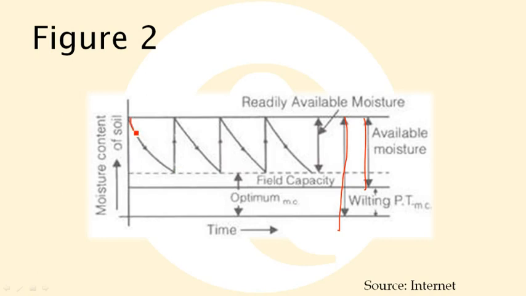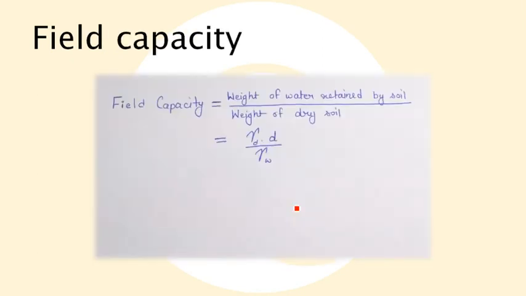In the graph here you see, initially it was at this concentration, then it was utilized by the plant and the water content fell. Then we irrigated the field, the water content rose, and then again it falls due to consumption. Okay, so let's move on. There is a formula for field capacity.